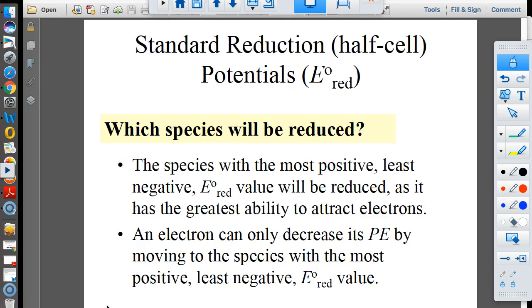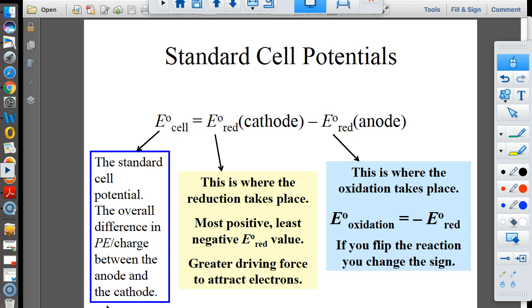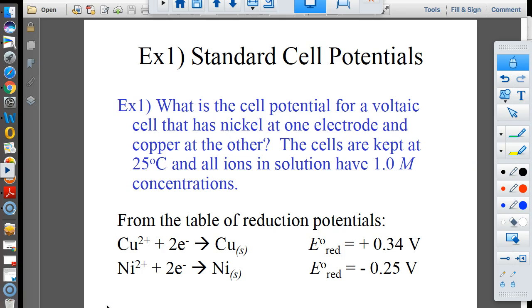All right. So, which one's going to be reduced? The one with the highest potential to get reduced. I don't like this. We're not doing that. All right, so check it out.